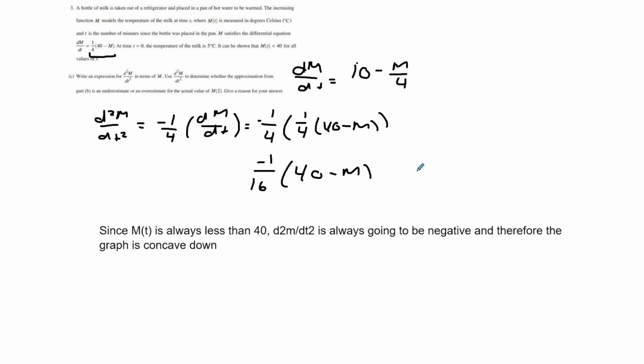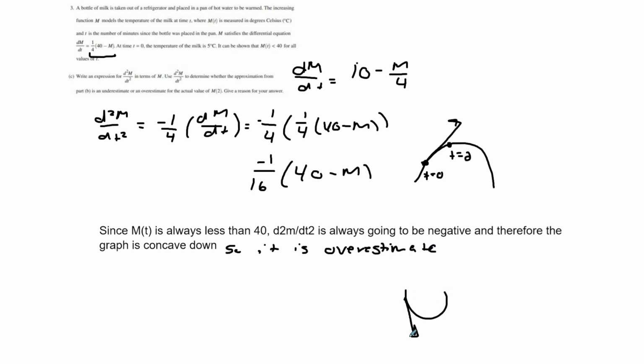And what I like to do is just draw a very obviously concave down graph. So we knew the point here, okay? And we wanted to find the point here because we knew the point at t equal to 0, and this is at t equals 2. And we used a tangent line approximation. So here we could tell that it's going to have been an overestimate, okay? So it is an overestimate. And if you wanted to see an example of an underestimate, if the graph had been this, then it would have been an underestimate when we used the tangent line.